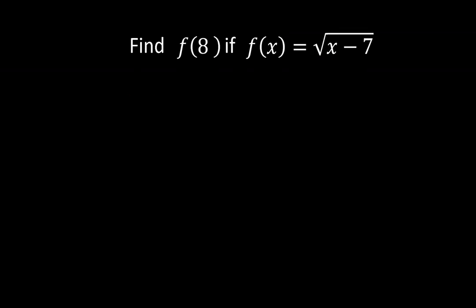Find f of 8 if f of x is equal to the square root of x minus 7. Again, everywhere we see an x, this time we're going to substitute 8. This gives us f of 8 equals the square root of 8 minus 7. And of course, 8 minus 7 is 1. And the square root of 1 is 1. And this gives us the point 8, 1 on the graph of f of x.